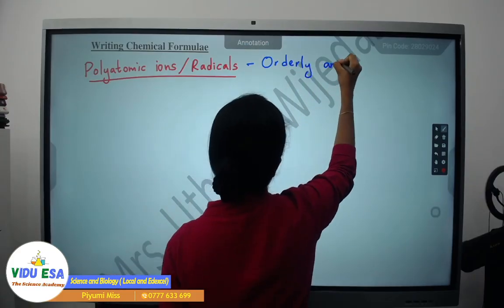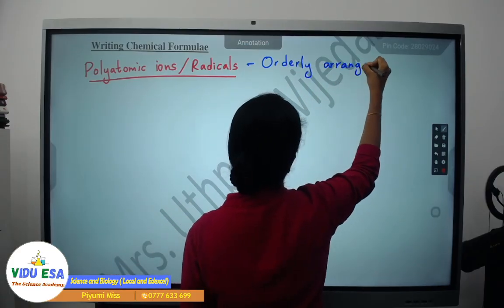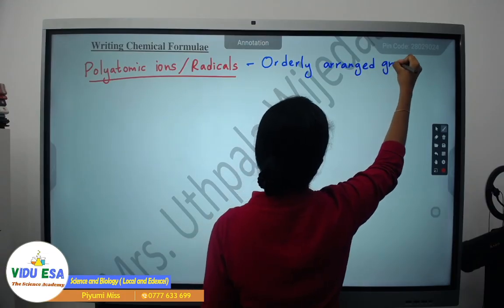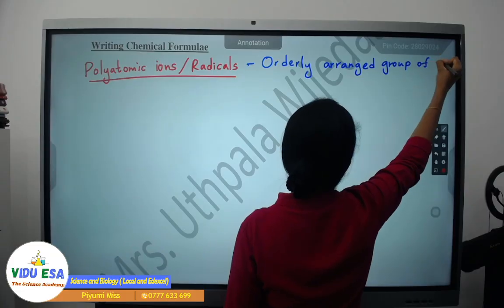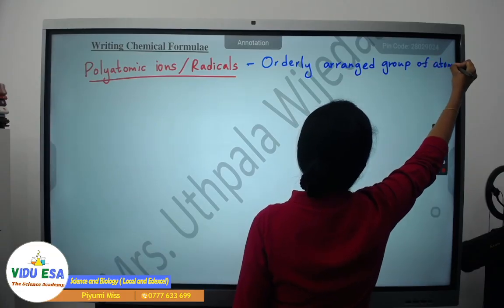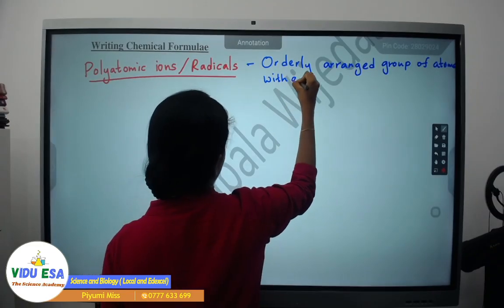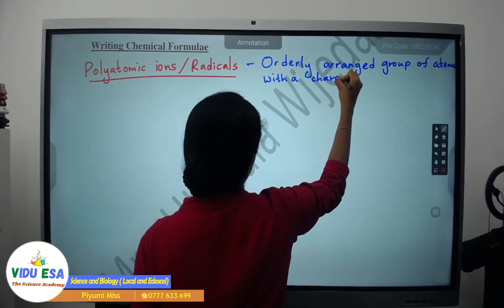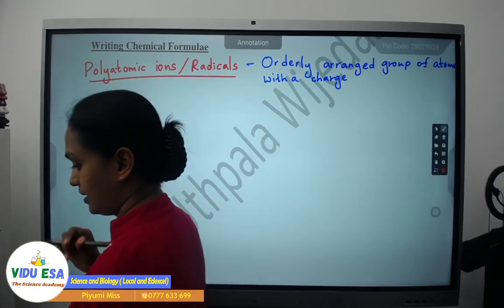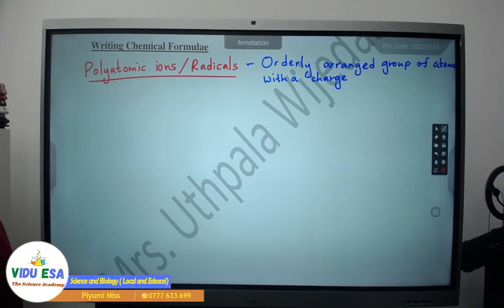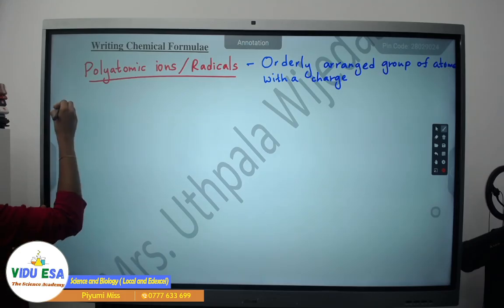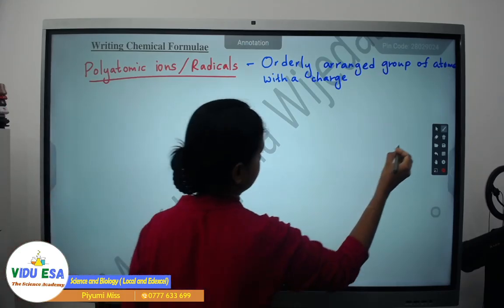Orderly arranged. Group of atoms with a charge. Right? These are known as polyatomic ions or radicals. So we'll draw a table.